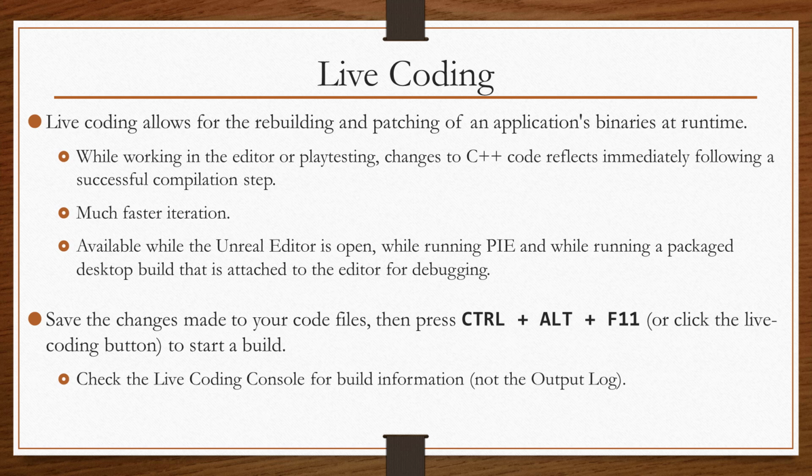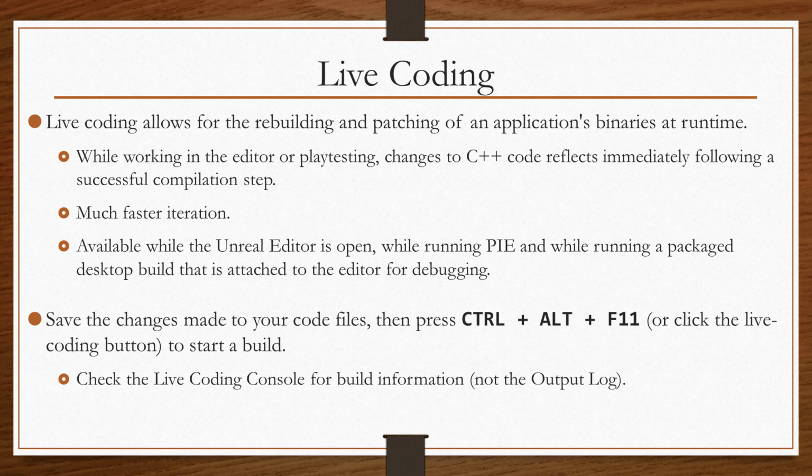Now with Unreal Engine 5 we have live coding, which is kind of similar, but this live coding feature allows for the rebuilding and patching of an application's binaries at runtime. So while working in the editor or playtesting, changes to C++ code are going to reflect immediately following a successful compilation step. So basically your changes are compiled in the background, and then the machine code or binaries of the running executable is patched. That is following a successful compilation step, of course. So what does this allow? Well, it allows for rapid iteration with that speed and efficiency that you have with a compiled language such as C++. Live coding is available while the Unreal editor is open, while running in plain editor, and while running a packaged desktop build that is attached to the editor for debugging.